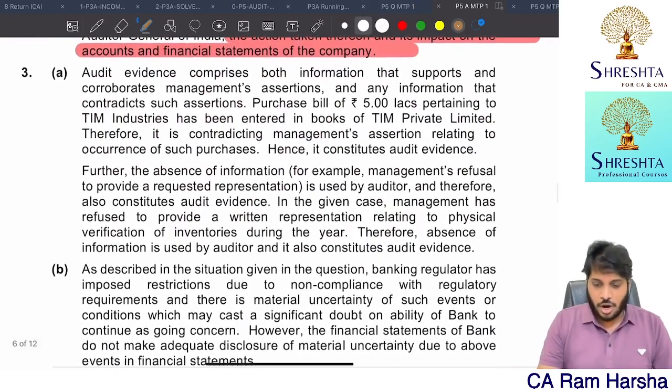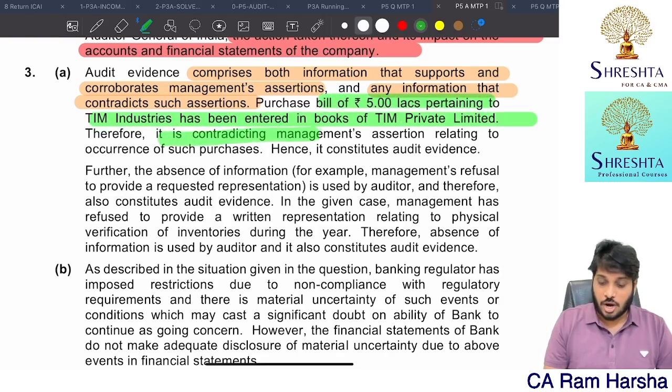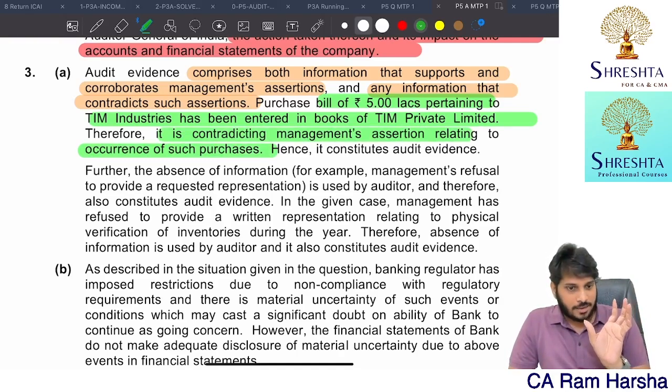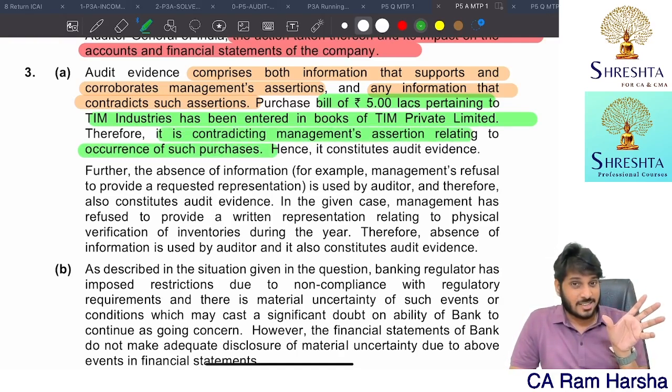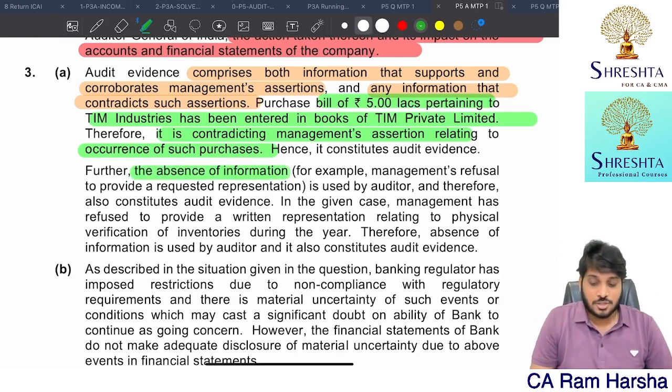Look at it. The audit evidence comprises both information that supports and corroborates management's assertions and any information that contradicts such assertions. A purchase bill of 5 lakh rupees pertaining to TIM Industries has been entered. It is contradicting management's assertion relating to purchases. Obviously, yes or no? So evidence can be supporting to the assertions entered in the books of accounts and financials, or evidences can be contradictory to the items entered in the financial statements. Here we got a contradictory evidence. That is an evidence.